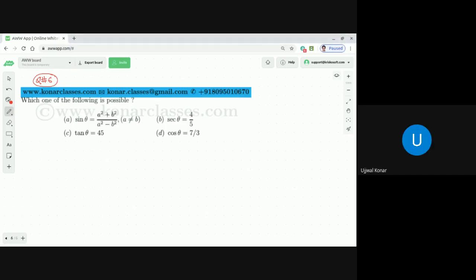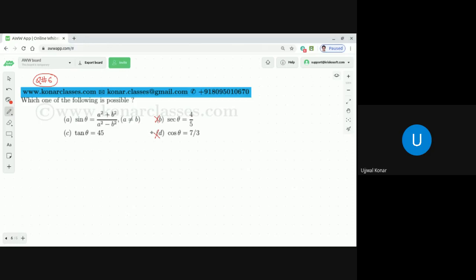See, one thing we have confirmed is that sec theta cannot be 4 by 5, because the value of sec theta is greater than 0. So that's why this is not possible. Cos theta equal to 7 by 3 leads to greater than 1, not possible. We know the value of cos theta is always between -1 to +1, including both, but it cannot be greater than 1. So now we'll end up with two values, sin theta and tan theta. But we need to give a proper proof why sin theta is not possible if A is not equal to B. That also you need to first find out.